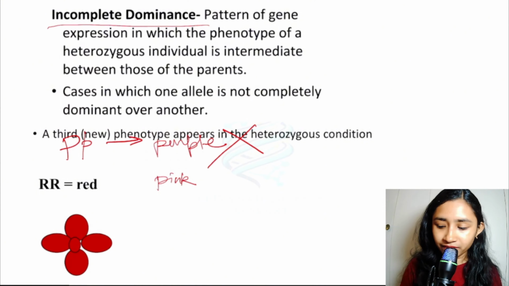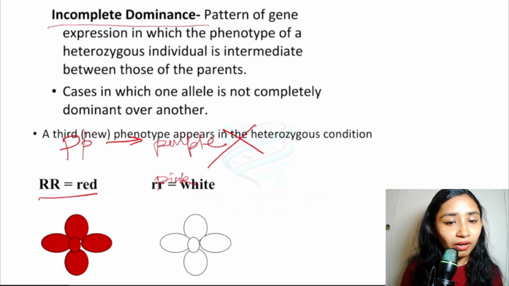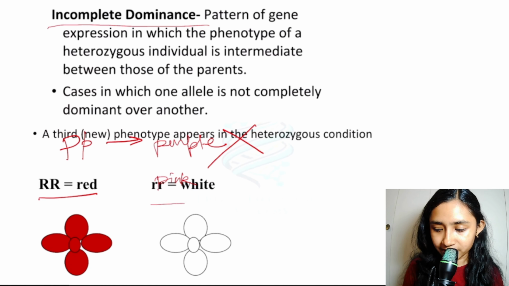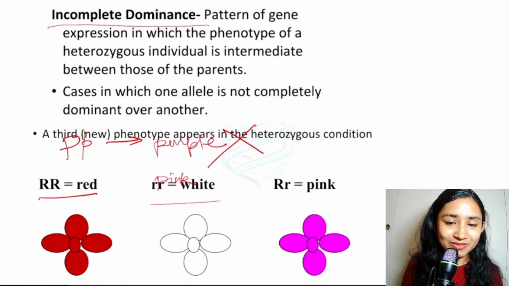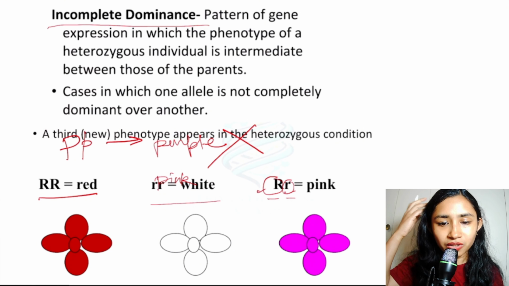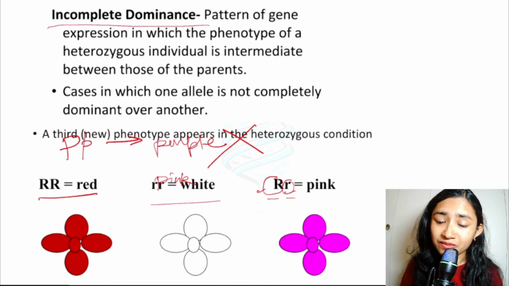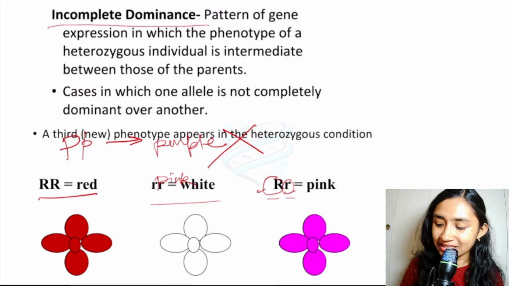For example, you can see here capital R is red, small r is white. That's very normal. And what is it? Capital R and small r. Capital R is dominant allele, the small r is recessive allele. From your previous perception, you would think that because capital R is there, it will dominate over small r and it will be red. But no, it's not red. There will be an intermediate color between red and white, that is pink.